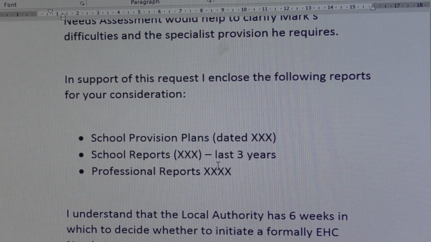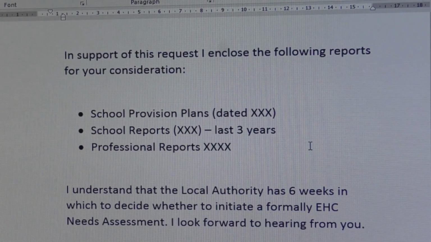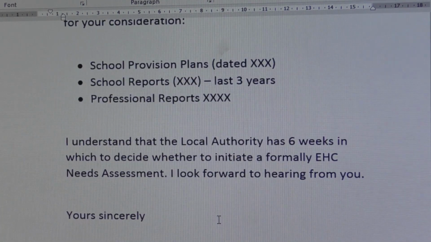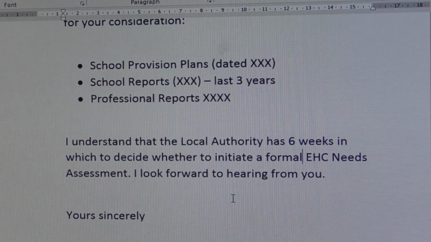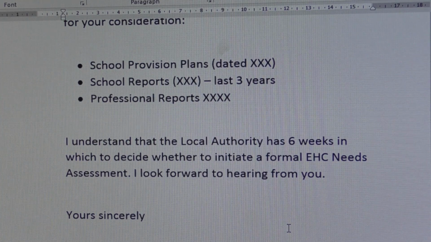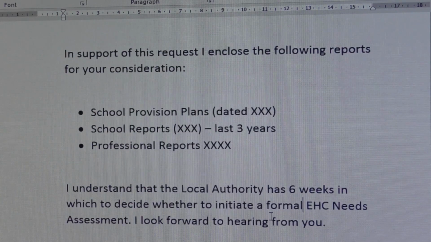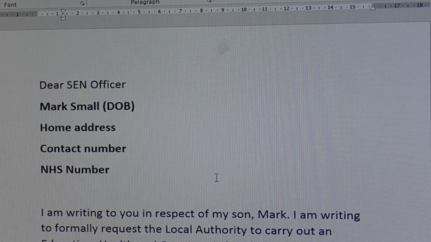And then you give the local authority a shot across its bow that you know the law. I understand that the local authority has 6 weeks in which to decide whether to initiate a formal EHC needs assessment. I look forward to hearing from you. That's it. So this is a very, very basic request for an EHC needs assessment, but it does what it needs to do.